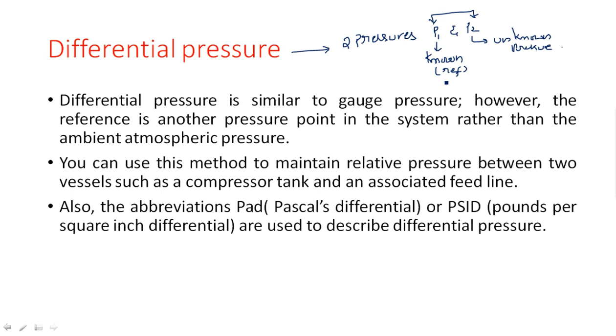Also, the abbreviations. Suppose we have some value, what type of units can we give for differential pressure measurement? PA previously was Pascals absolute, PAG we have seen is Pascals gauge, and now it is PAD, Pascals differential, D for differential, which describes that it is a differential pressure measurement. And PSID, pounds per square inch differential, are used to describe the differential pressure. Remembering these units is very easy.